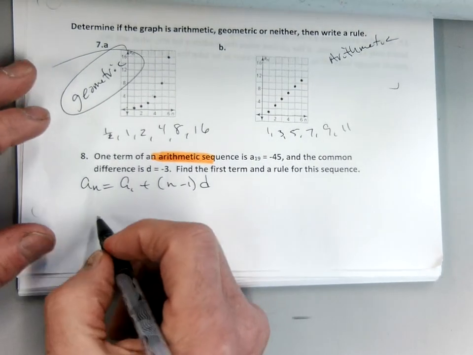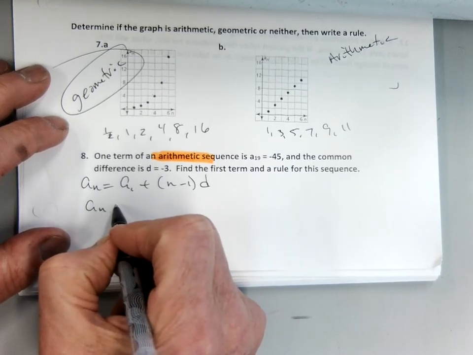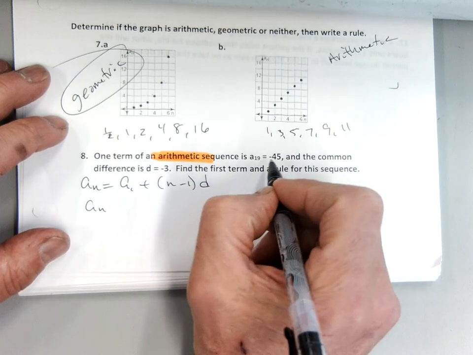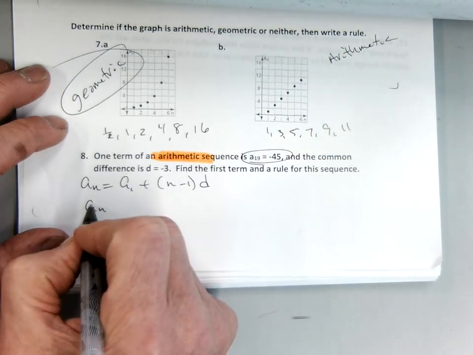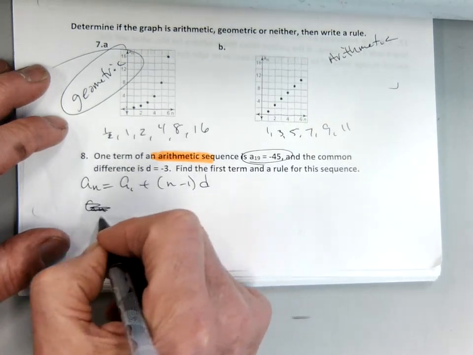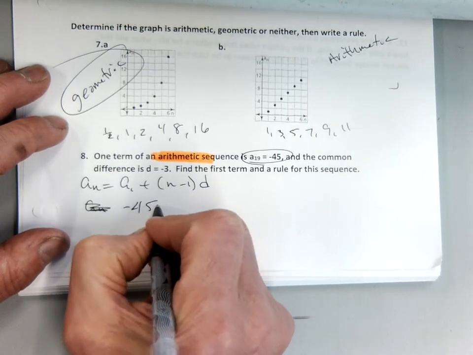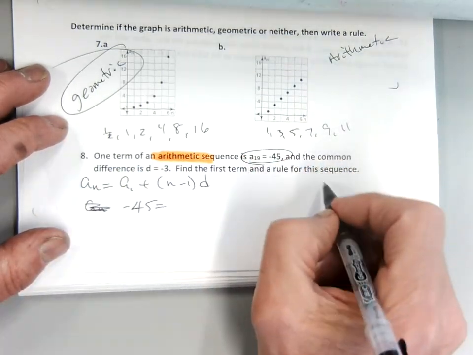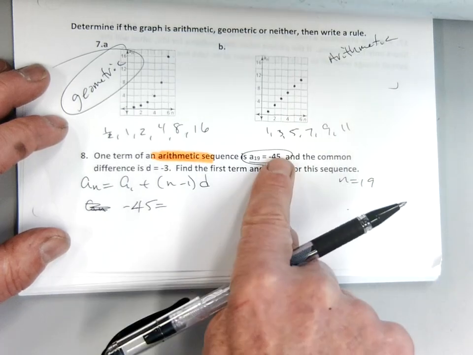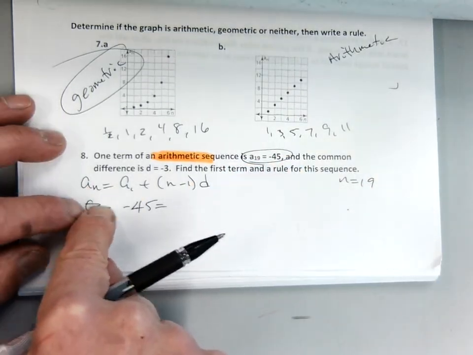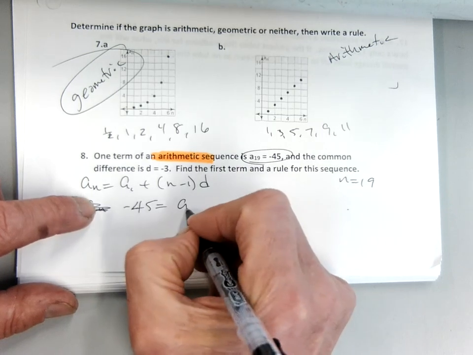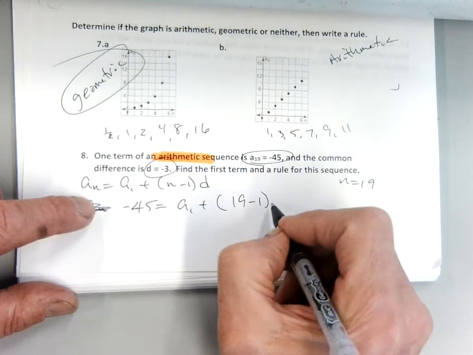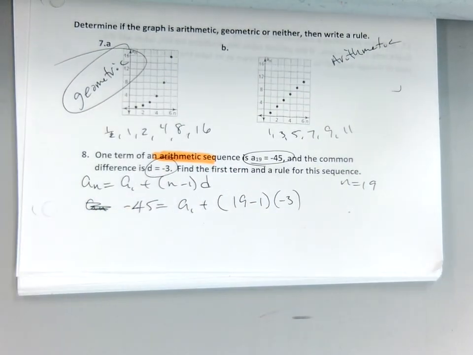And then a_n, well, I don't know the first term, right? So I need to put something here. So instead of a_n, let's write a19, which is negative 45, equals, because I can use that. Negative 45 can go for a_n. That means n's got to be 19. I don't know a1, but I know n is 19. And it tells me the difference is negative 3. So I just plugged everything in.